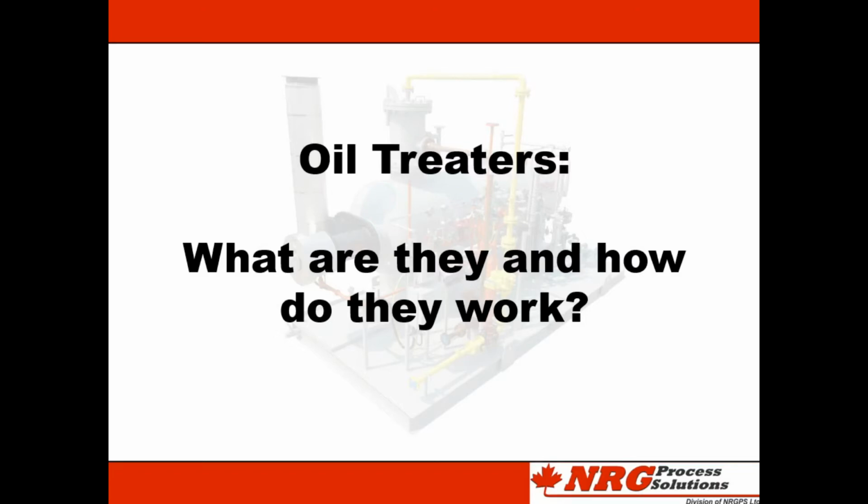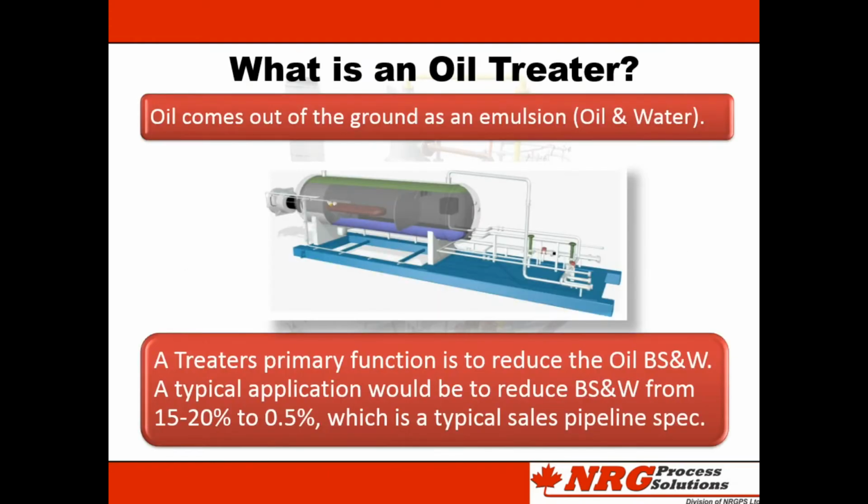Oil treaters. In this video, we will talk about what treaters are and how they work. What is an oil treater? First thing we need to understand is that oil comes out of the ground as an emulsion. An emulsion is a mixture of oil and water. Treaters are typically used in the final stage of processing this emulsion in order to remove the remaining parts of water from the oil. The main purpose of the treater is to produce high-quality pipeline spec oil.